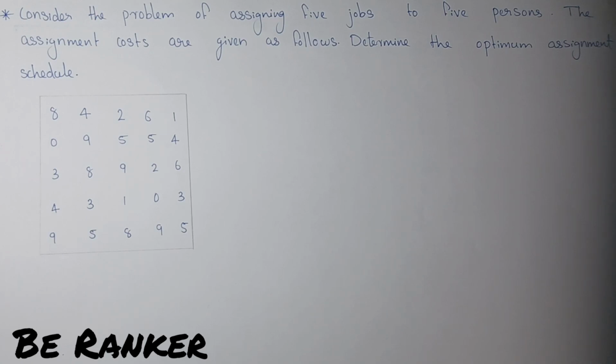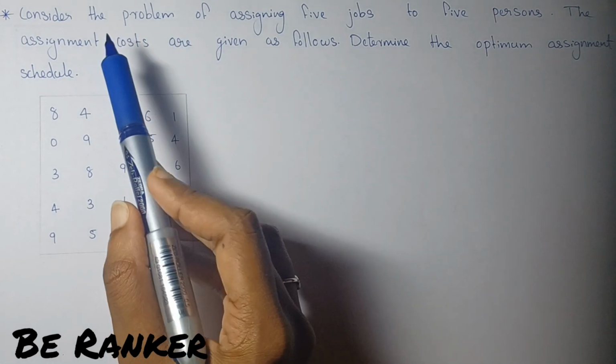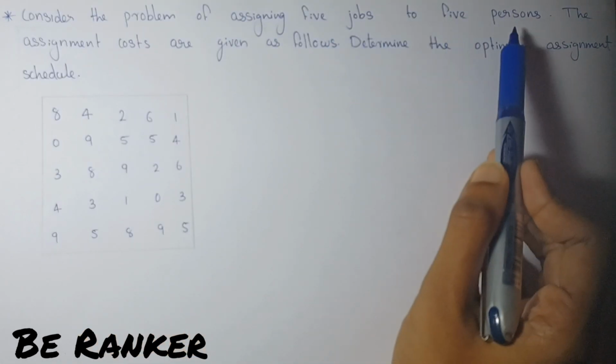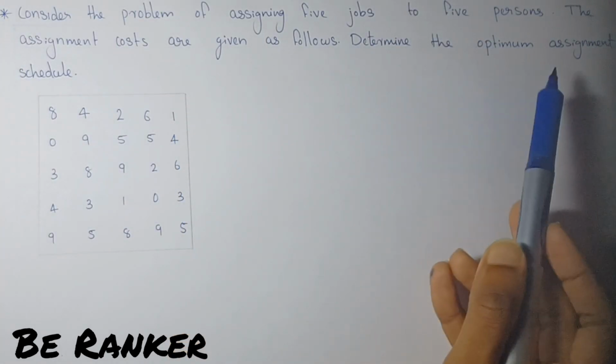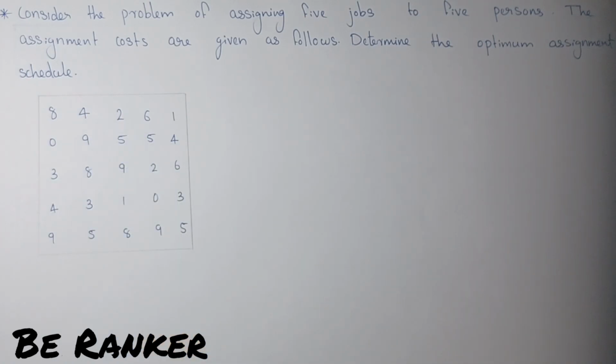Let's discuss another type 1 assignment problem. The question is, consider the problem of assigning 5 jobs to 5 persons. The assignment costs are given as follows. Determine the optimum assignment schedule. Here is the assignment problem matrix.